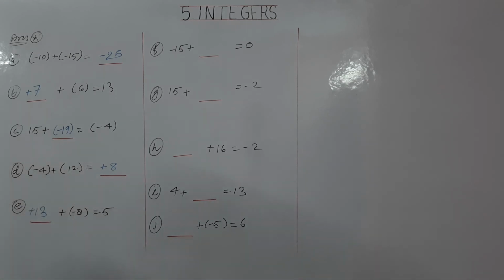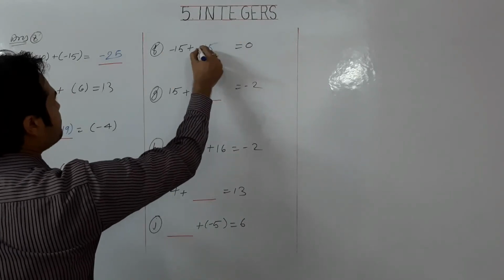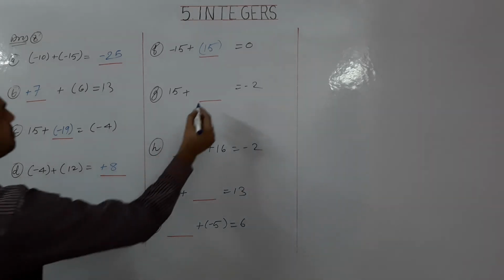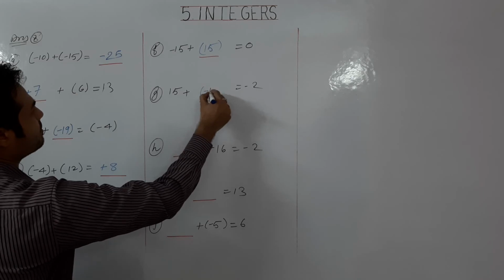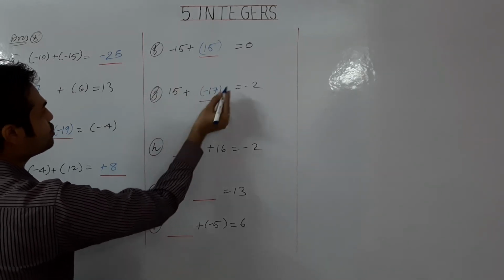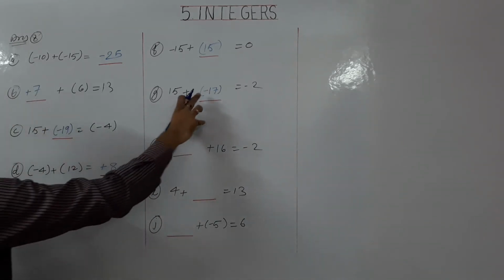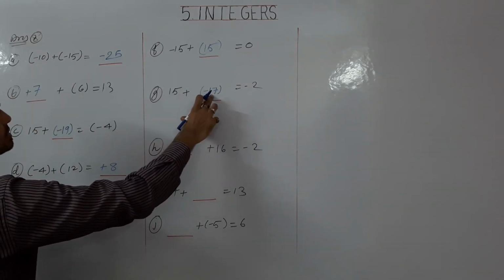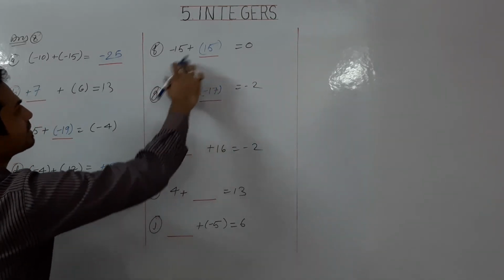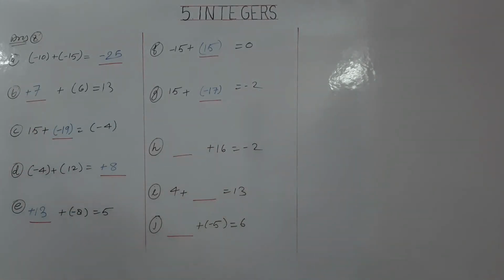And here the total is 0. 0 means the value is 15, or plus 15. Then 15 plus missing number is equal to minus 2. So this number is minus 17. Why minus 17? Numerically this number is 2 greater than this number. So this number plus this number with negative sign will be equal to 2, or 15 after changing its place will become minus 15. Minus 2 minus 15 is minus 17. So the missing number is minus 17.